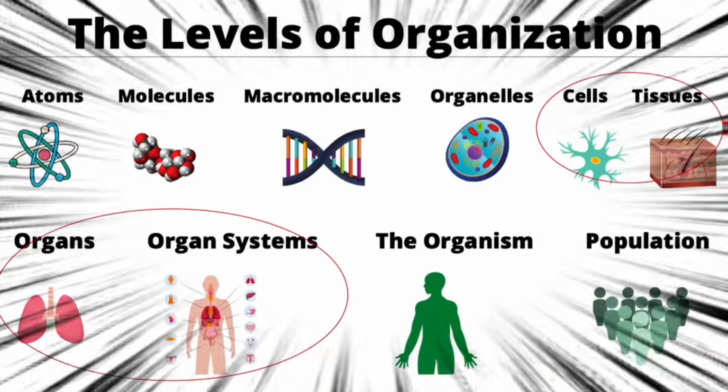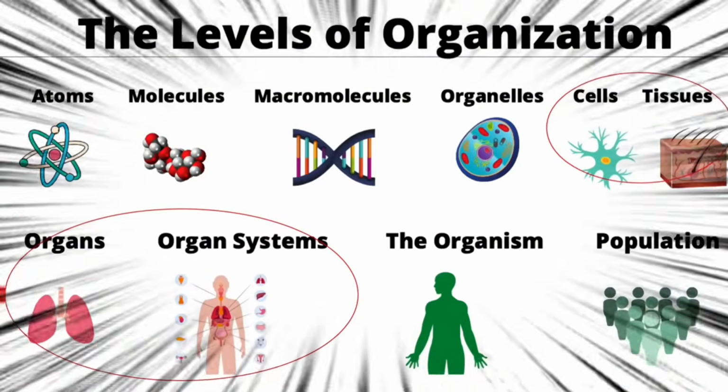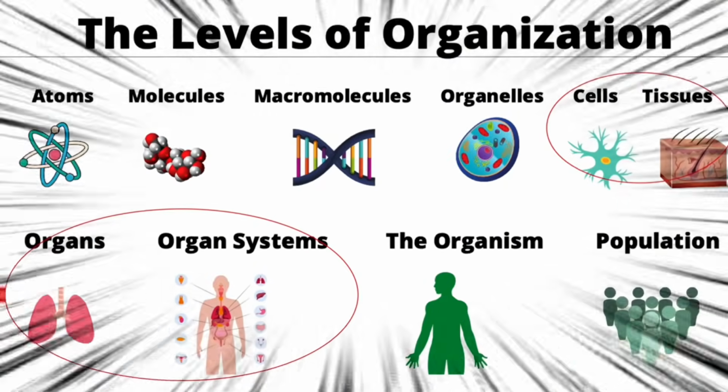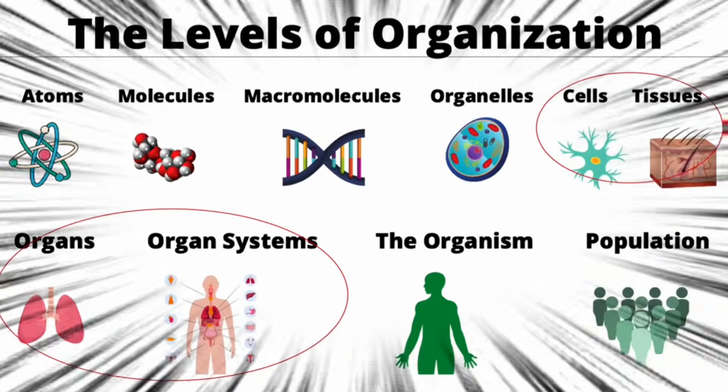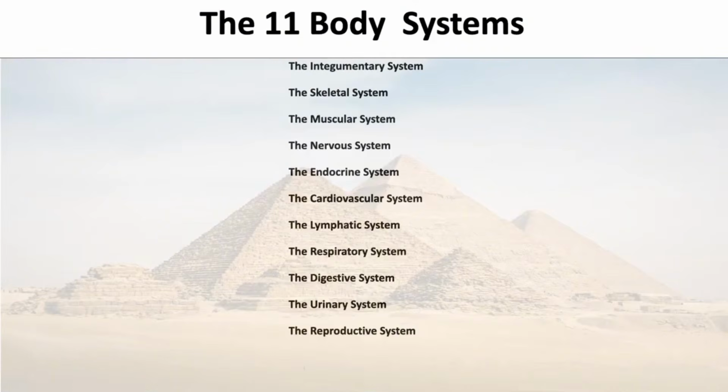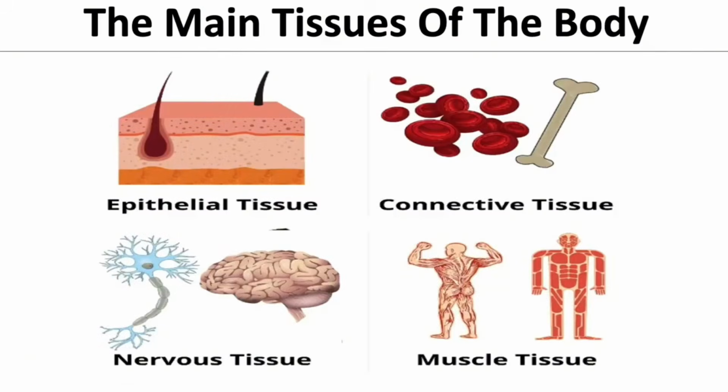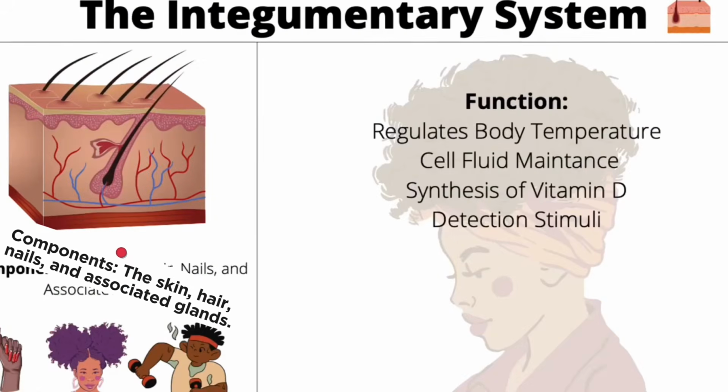So now I'm going to talk about the organ systems and organs, and partly cells and tissues. We'll talk a little bit about cells and tissues, but not too much. And we'll do that by starting with the 11 body systems. Let's do that. So we have the 4 main tissues of the body: epithelial, connective tissue, nervous tissue, and muscle tissue. So know that. Now we're going to talk about the integumentary system.